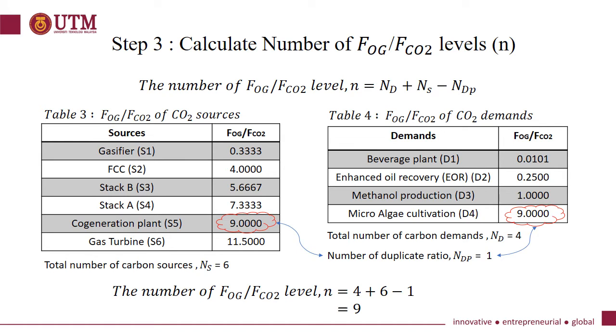We can now calculate the number of FOG over FCO2 levels using the formula N equals ND plus NS minus NDP, which ends up with N equals 4 plus 6 minus 1, equal to 9. This means the total number of FOG over FCO2 levels in the carbon cascade table will be 9.